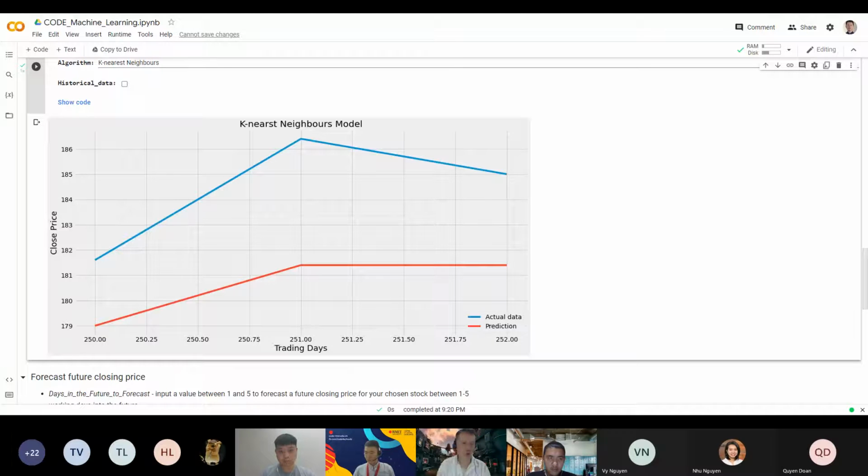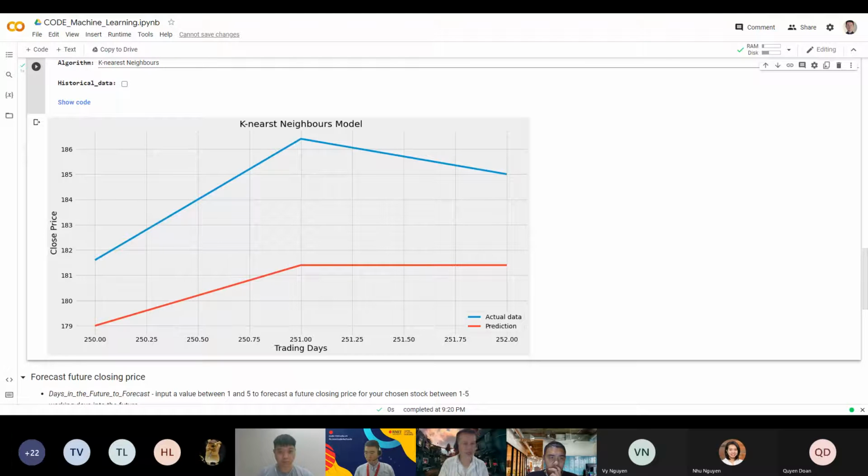The orange line is what the machine learning algorithm forecasts the share price to be based on the last year of data. So along the x-axis, which is trading days, 250 is the 250th day of trading in the last year, which I think was Monday. 251 is Tuesday, and 252 was Wednesday, yesterday.